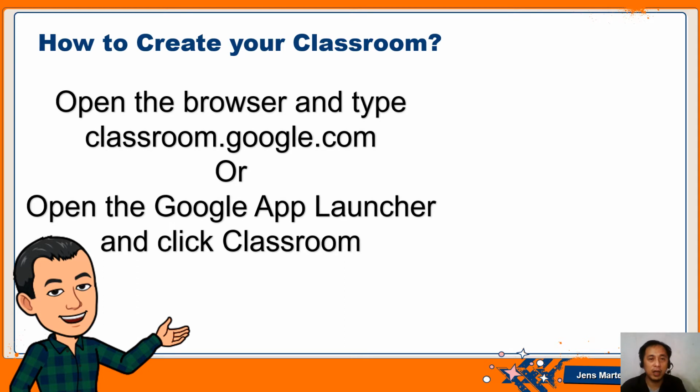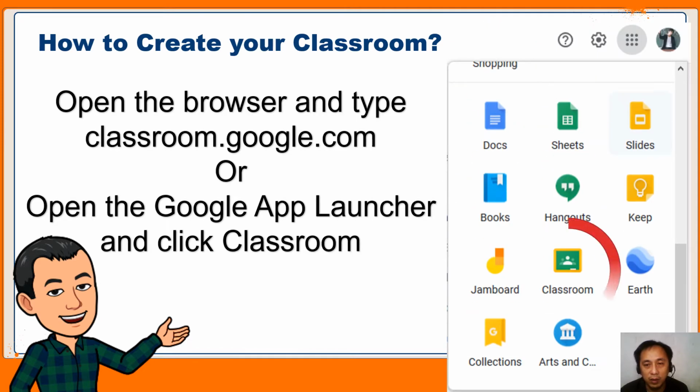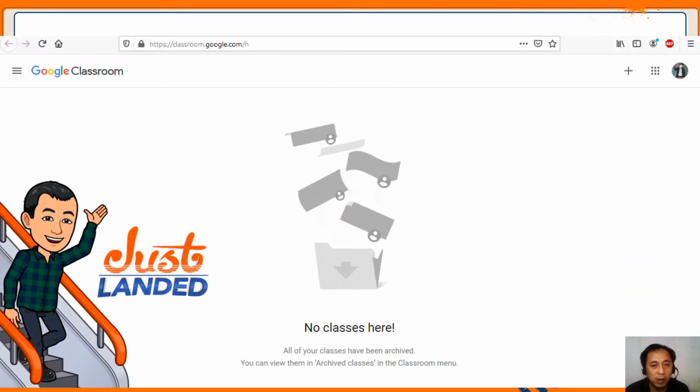How to create your classroom? So we will just open the browser and type classroom.google.com or open the Google app launcher and click Classroom. Next, this will be the interface of our Google Classroom. So we know there are no classes here yet because it is newly created. And then to add, we will just click Join Class or Create Class.